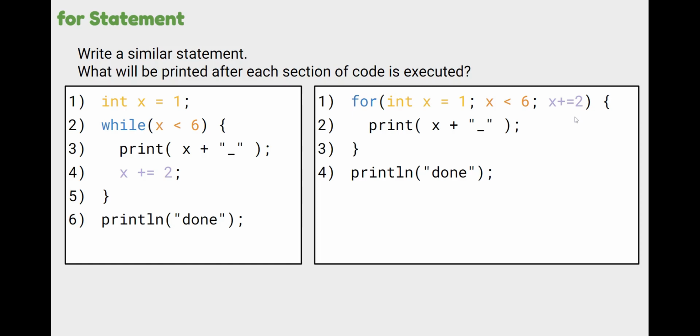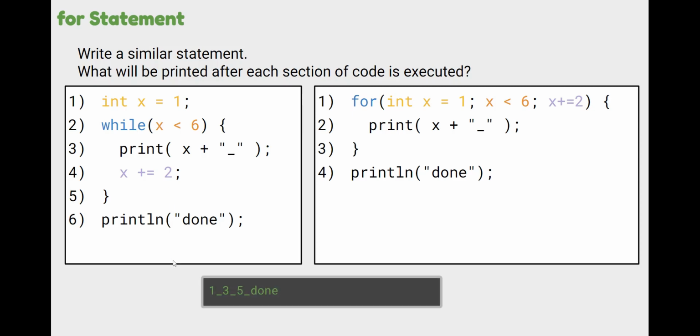All right, go ahead and determine what will be printed to the screen after this loop runs. It doesn't matter which loop, they are equivalent loops. They will both print the same thing. We're starting at 1. We are continuing while we are less than 6, and we're going up by 2 every time.